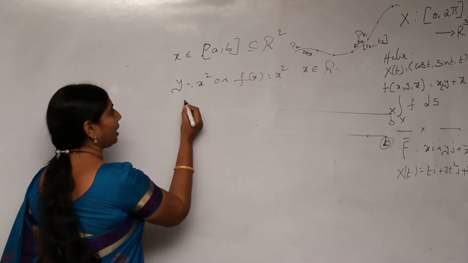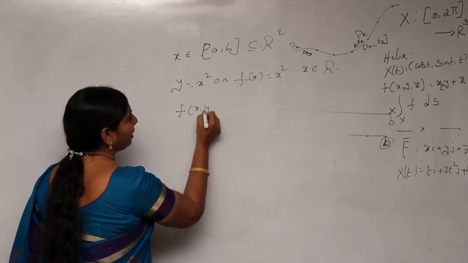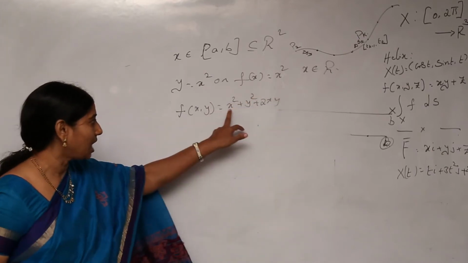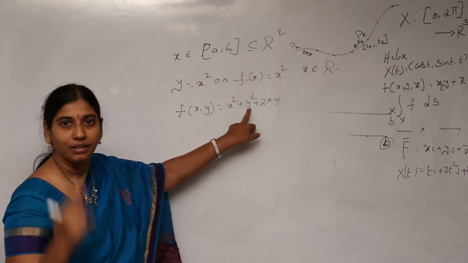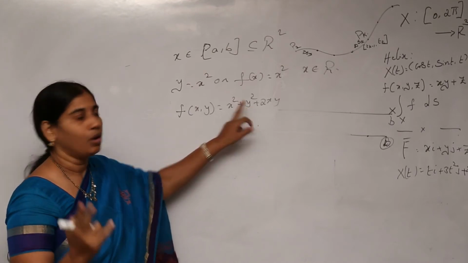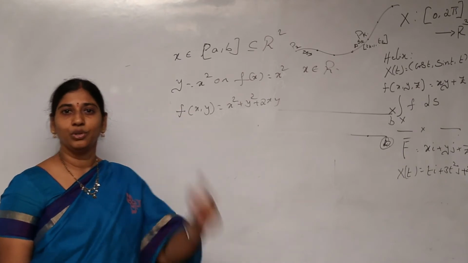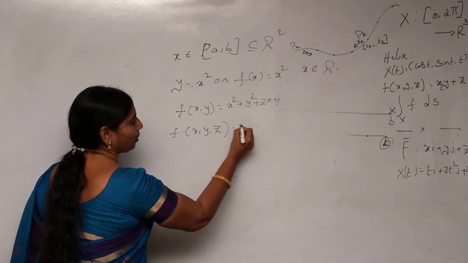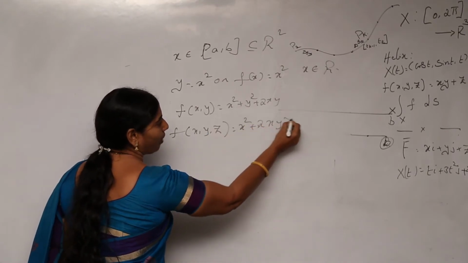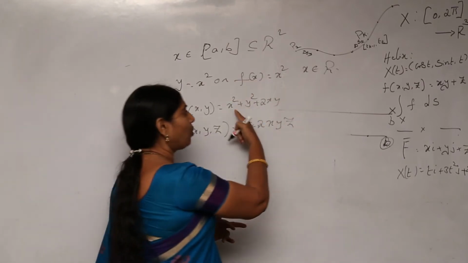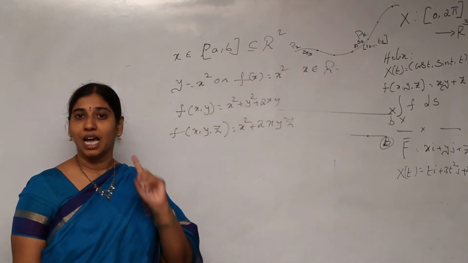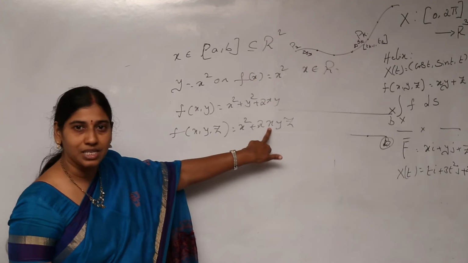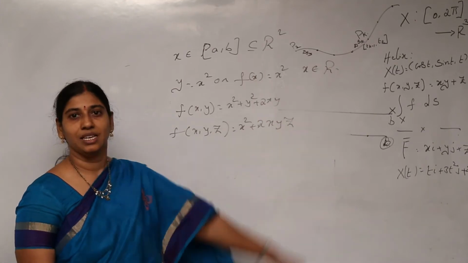If we consider, say, f(x, y) = x² + y² + 2xy. Now observe, x and y are two independent variables, so we treat this as a function of two variables. Say f(x, y, z) = x² + 2xyz, where x, y, z are all real numbers. Then this is a function of three variables, x, y, as well as z.